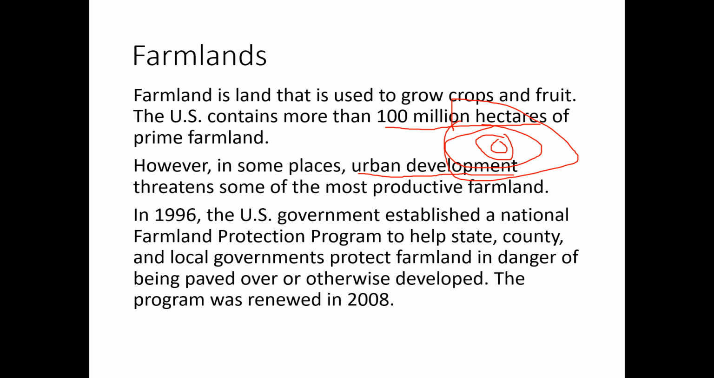As a result of this, the U.S. government established in 1996 the Farmland Protection Program. And that's just to help state, county, and local governments protect their farmland. Really without it, that land would be in danger of being paved over. It's essentially just trying to make sure that we're not removing too much farmland, that we're not expanding cities and paving land over with concrete too quickly. And this program was renewed in 2008.